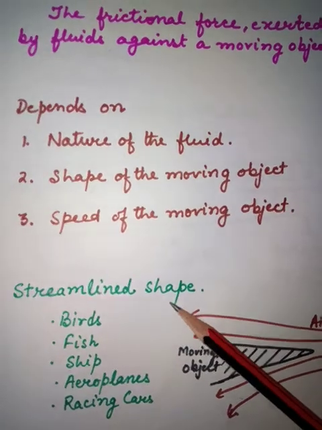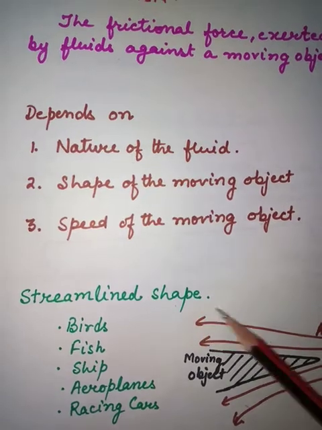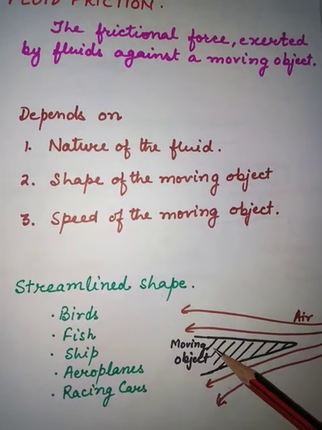So why do the objects have streamlined shapes? In order to increase speed and to decrease fluid friction. So up to this only.